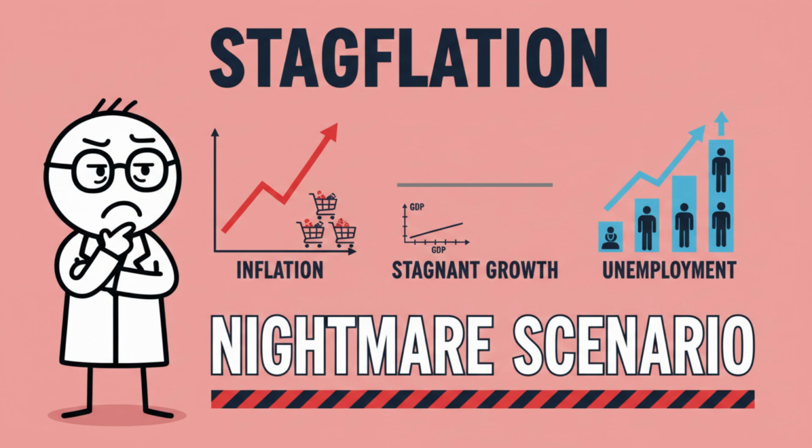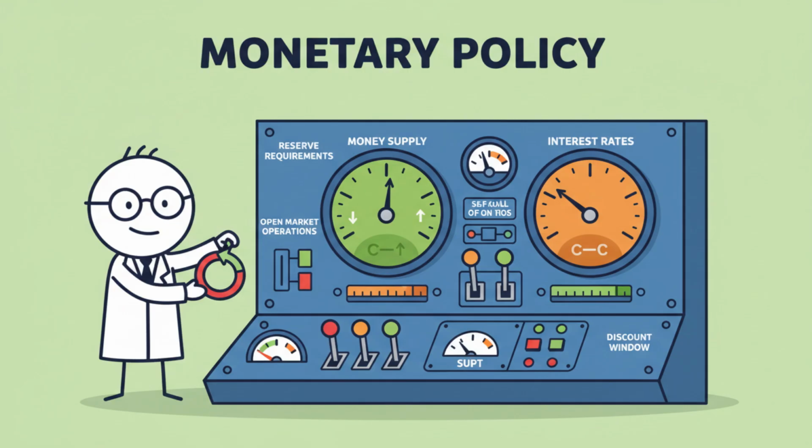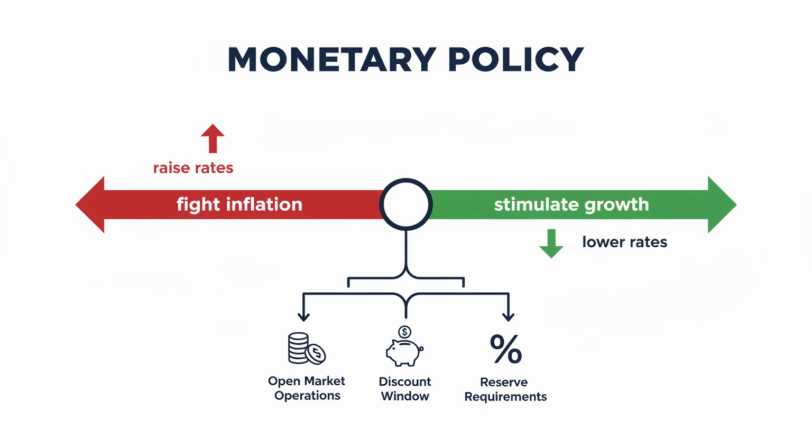So how do we fight inflation? Monetary policy. Actions by a central bank to control money supply and interest rates. The Federal Reserve uses this to fight inflation or stimulate growth. It's the main tool governments use to manage the economy.